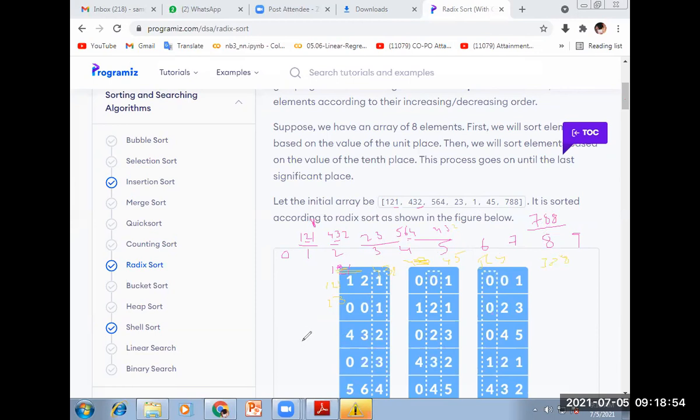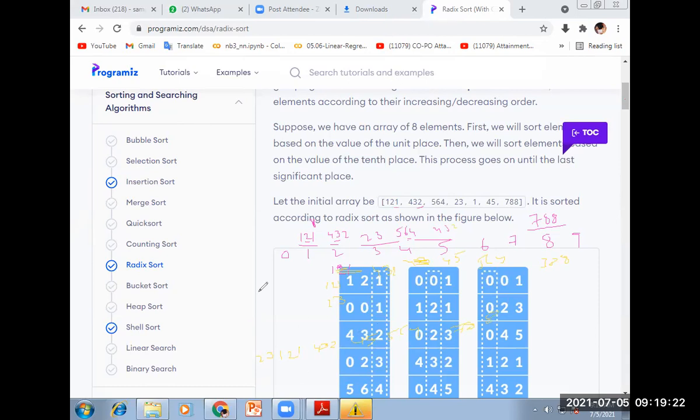So what are the elements here? First one is 23, next 121, next 43, 432, next 45, next 564, 788.